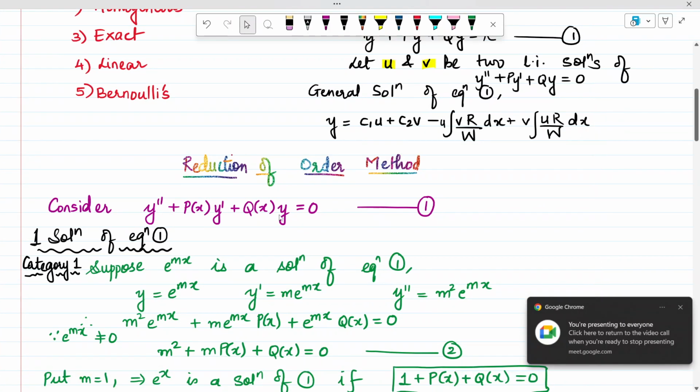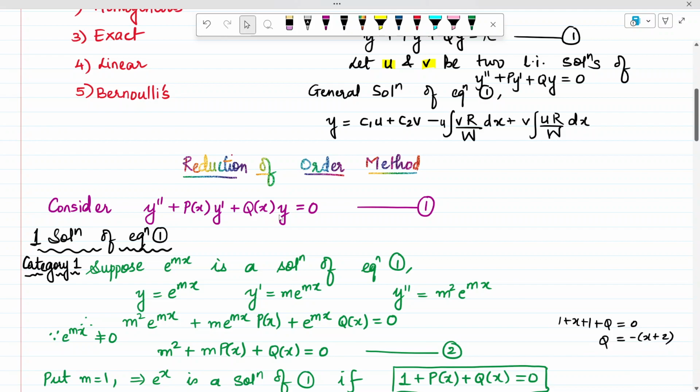Just quickly taking you through this. Your general form should be y double dash plus p of x y dash plus q of x y equal to 0, where p(x) and q(x) are purely functions of x and the coefficient of y double dash should be 1. This is what you need to remember. We were learning how to find one of these solutions. So there are different options here.